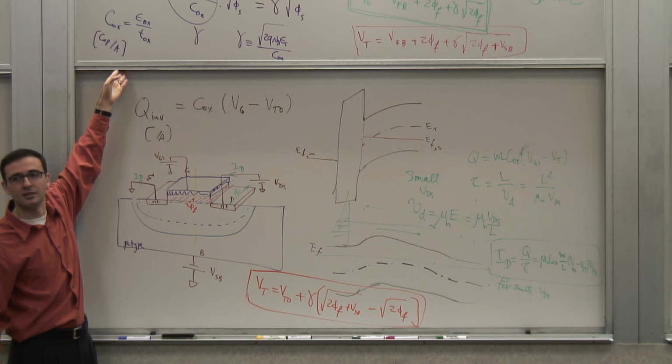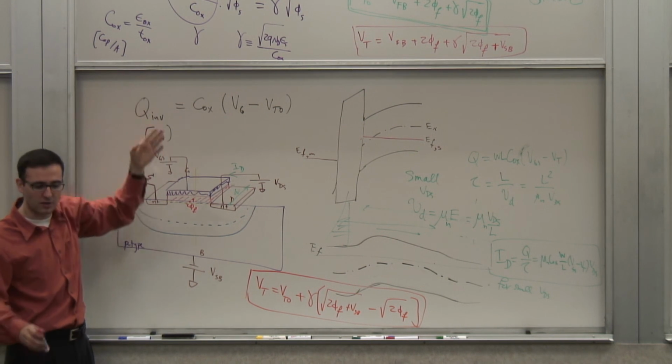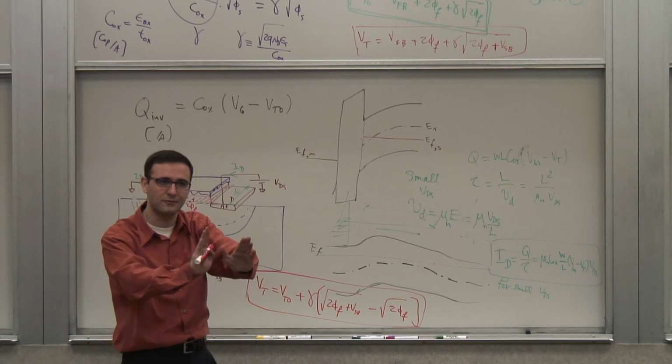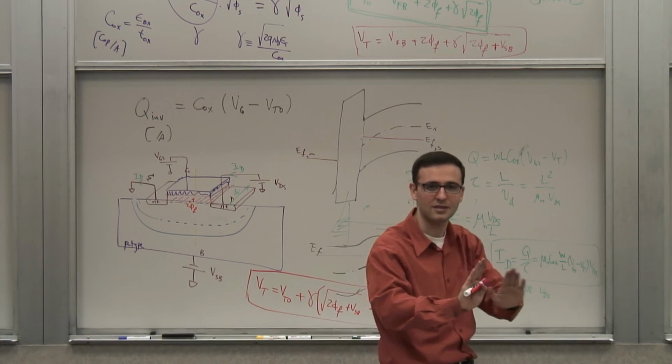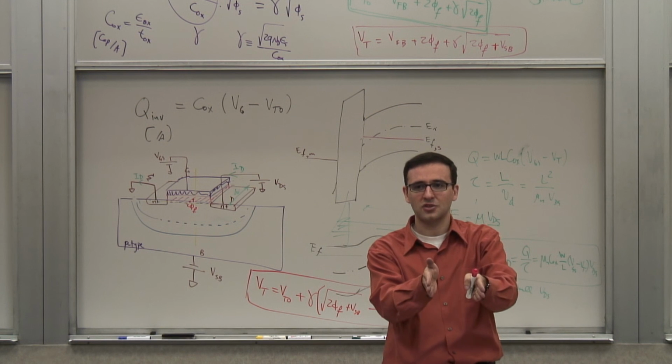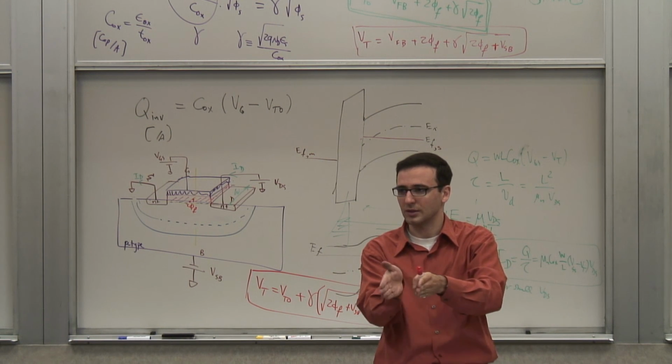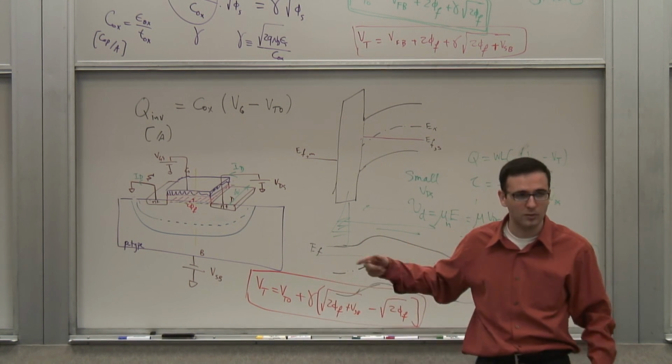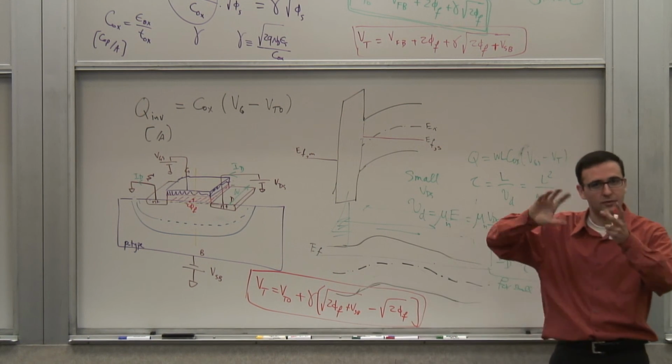Which shouldn't be that surprising either. Because these are capacitively coupled devices, right? These are field control devices, field effect transistors. So the stronger capacitor gives you stronger coupling to the channel and more control. We'll talk about this more and more, and we'll see it in different ways.